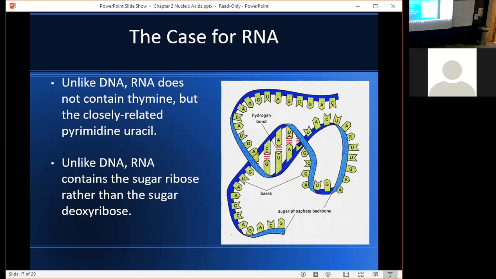These are some of the differences between DNA and RNA. Unlike DNA, RNA does not contain thymine, but rather the closely related pyrimidine uracil. Unlike DNA, RNA contains the sugar ribose rather than the sugar deoxyribose. And that's what I was showing you here before.